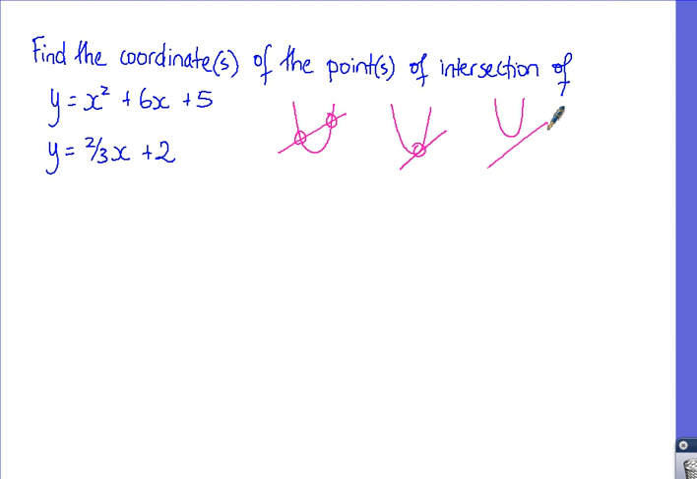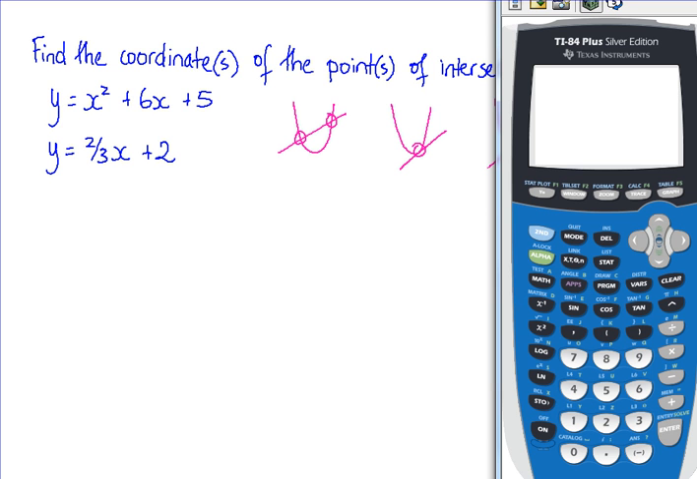Okay, now you can do this manually, but by far the easiest way to do this is to do it graphically on your calculator. So that's what I'm going to do. Okay, so we need to enter both equations into our calculator. So I press y equals, and it doesn't matter which order, I'm going to do them in the same order that they're written. So x squared plus 6x plus 5, enter, and 2 divided by 3x plus 2, enter. It is important that you enter both times.